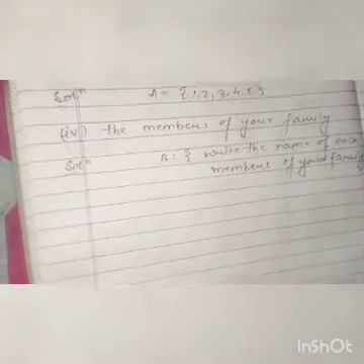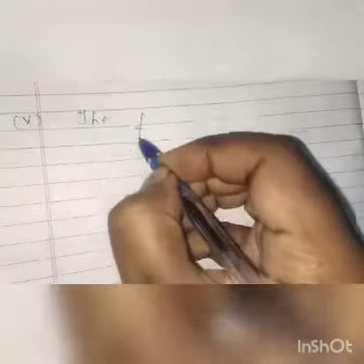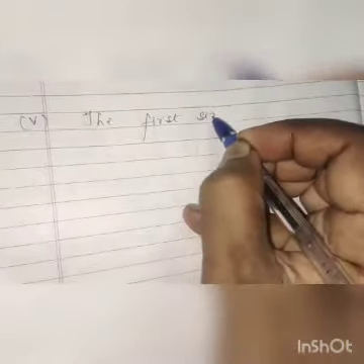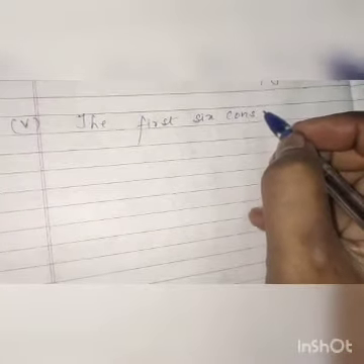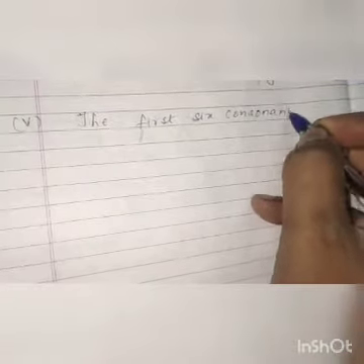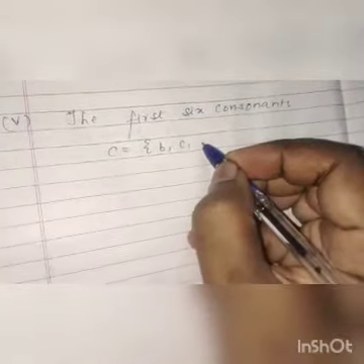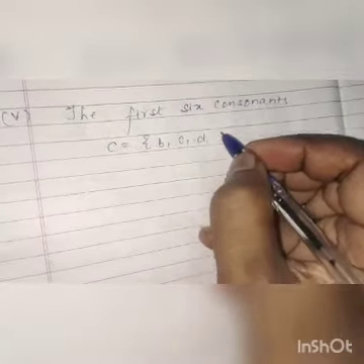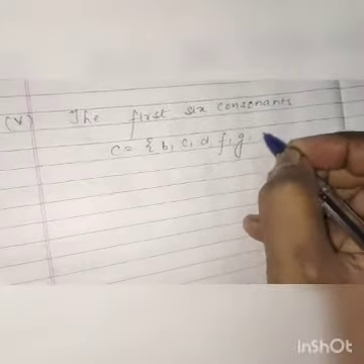So let's see the next one: the first six consonants of the English alphabet. Students, the consonants are every letter except the vowels. So B, C, D, then A will not be there because it's a vowel, F, G, H; six are there. Now this is the set, clear? The rest of the remaining part will be for your assignment.